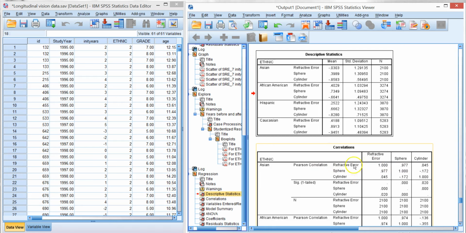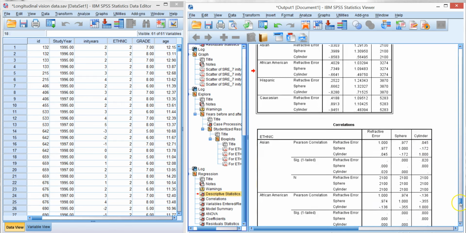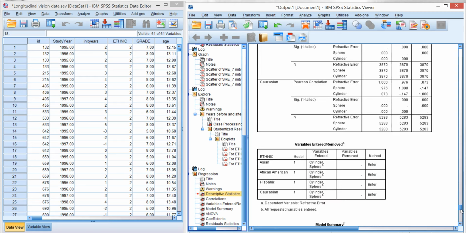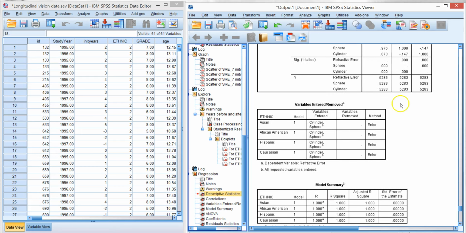So our correlation table here has refractive error, sphere, cylinder, refractive error, sphere, cylinder. Refractive error is correlated with refractive error 1, cylinder with cylinder is 1. Let's come down. You can see that's basically the same for everybody. We also, by the way, we're not looking at just myopes. This is everybody in our database. Again, violating our assumption of independence because we have several individuals measured more than once.